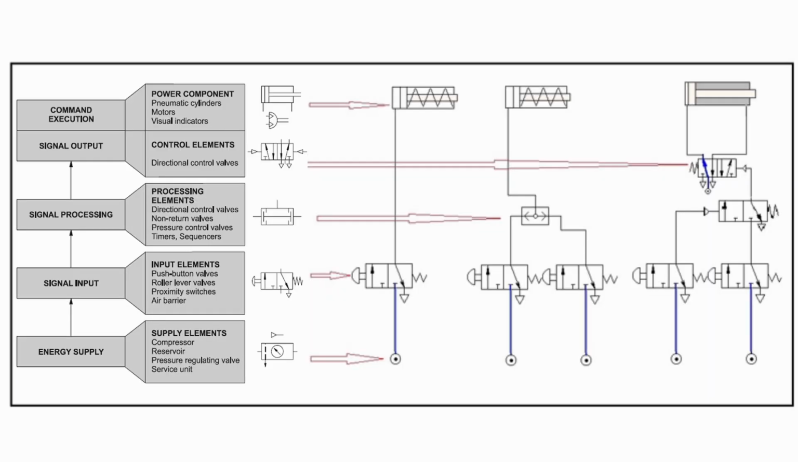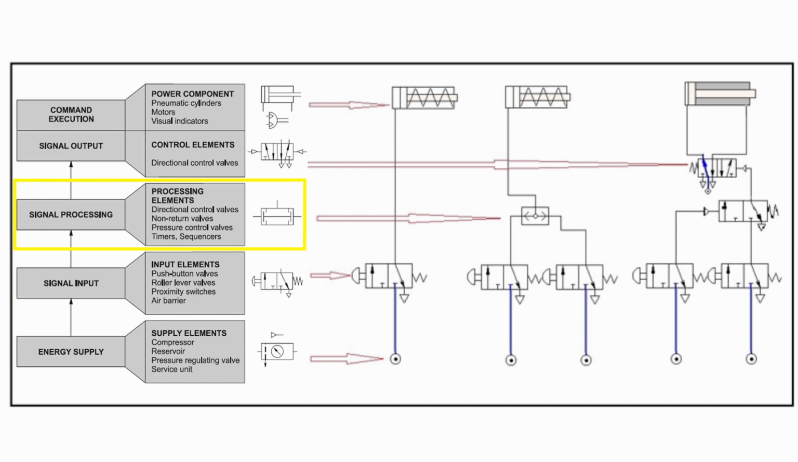Before we jump into FluidSIM, let's quickly discuss the key components of a pneumatic system, as understanding these will be helpful when we start drawing a pneumatic circuit. A basic pneumatic system is made up of a few key components. 1. Supply elements. These include compressors and reservoirs that produce and store compressed air, and service units that condition it for use. 2. Input elements. Devices like push-button valves or proximity switches that send initial signals.